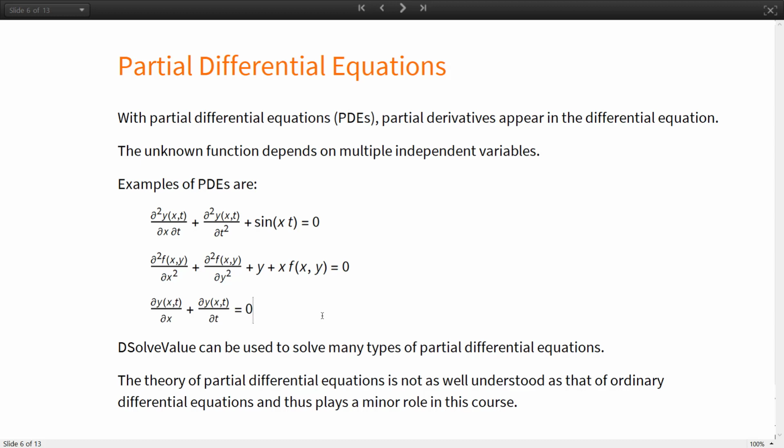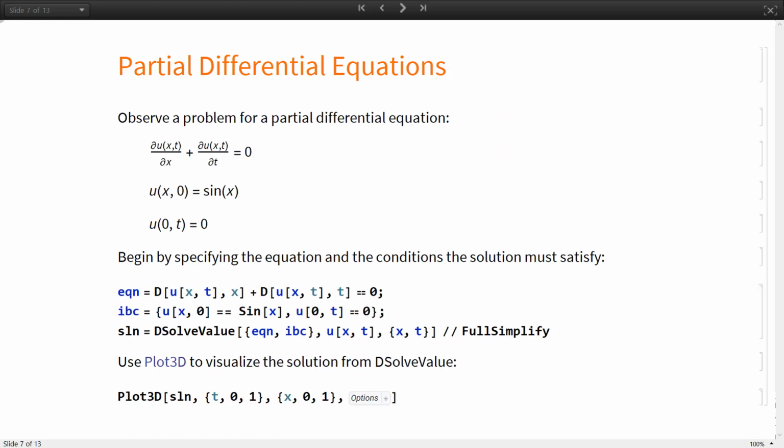DSolveValue can be used to solve many types of partial differential equations. However, the theory of partial differential equations is not as well understood as that of ordinary differential equations, and will thus play a minor role in this course. Let's take a look at solving an initial value problem involving a partial differential equation.